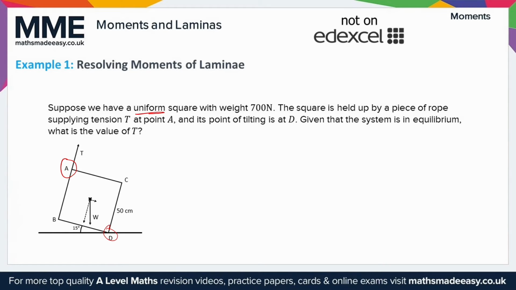Notice it says uniform. What does that mean? Well, the weight is evenly distributed within the square, so its centre of mass is right in the middle. Next, we need to think about clockwise moments and anti-clockwise moments. Well, what will we have clockwise?